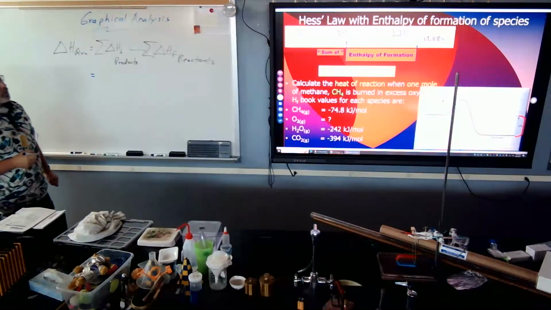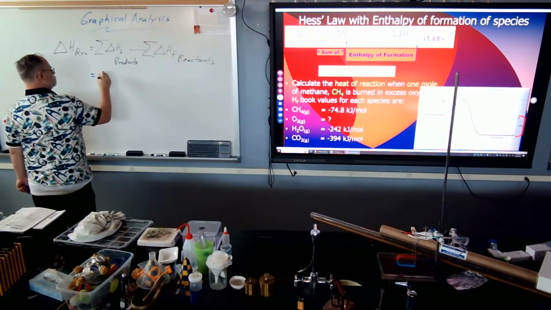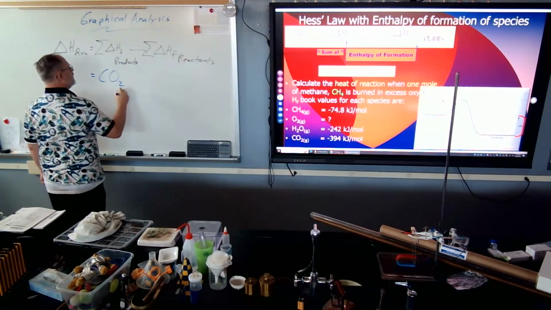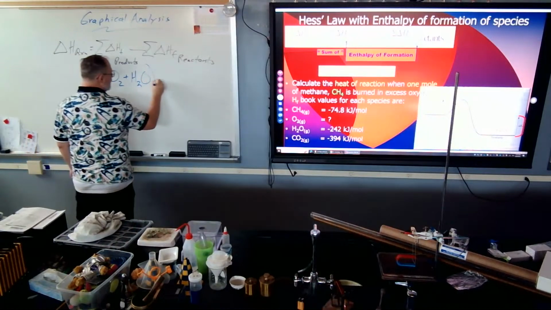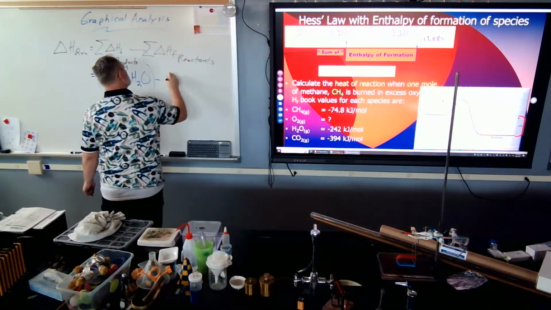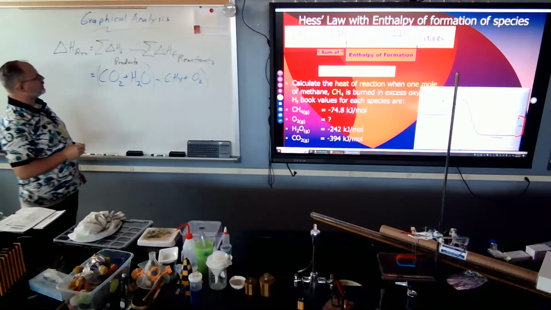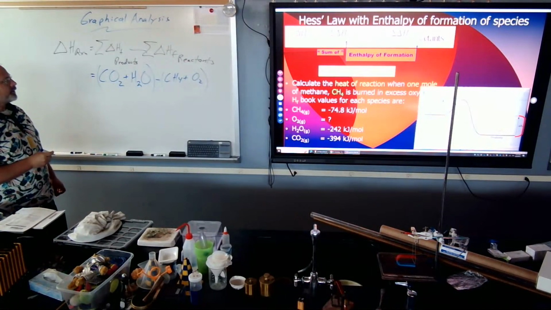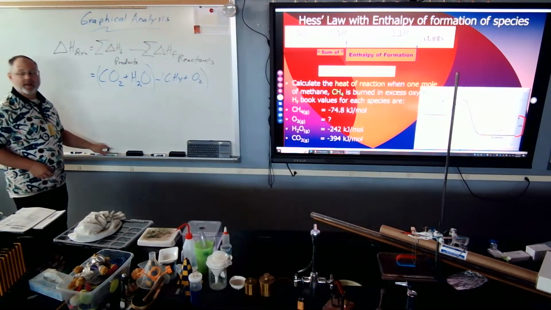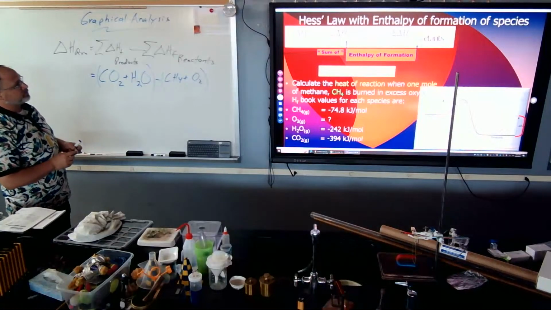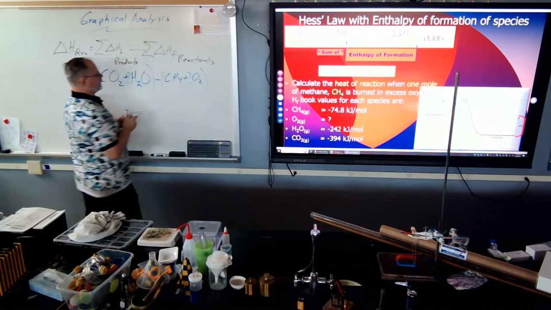Okay, so what's one of our products? CO2 and H2O. So those are our products. And what are my reactants? CH4 and O2. Okay, so we start by writing the chemical equation in, but this does not match the balanced chemical equation. What's missing? There's 2 H2Os and 2 O2s.